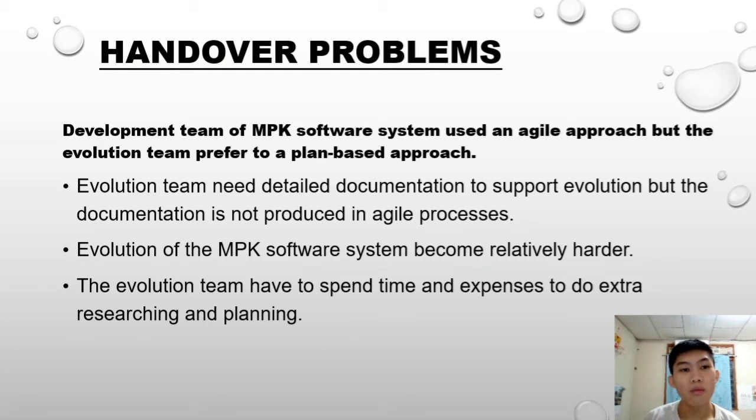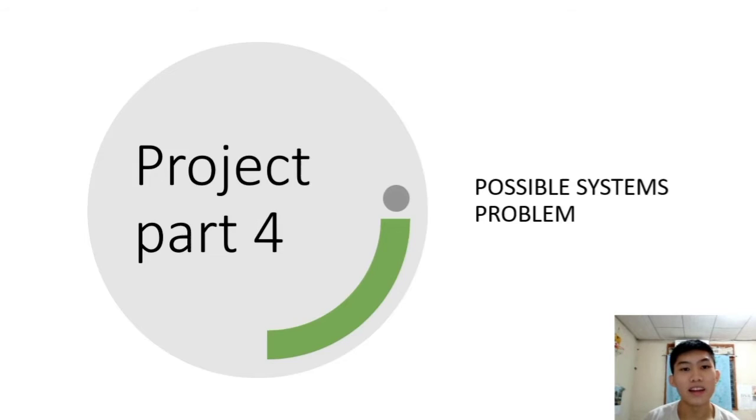The handover problem is that the development team of the MPK software system uses an agile approach, but the evaluation team prefers a plan-based approach. The evaluation team needs detailed documentation to support evaluation, but the documentation is not produced. This makes the evaluation of the MPK software system relatively harder, as the evaluation team has to spend time and expenses to do extra researching and planning.